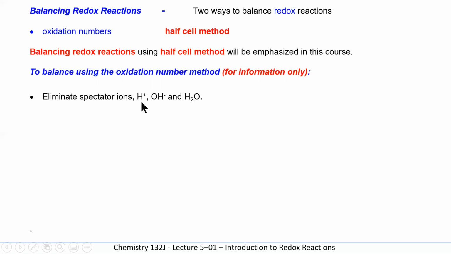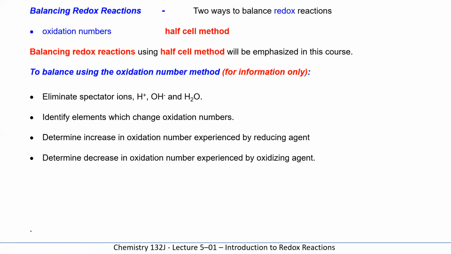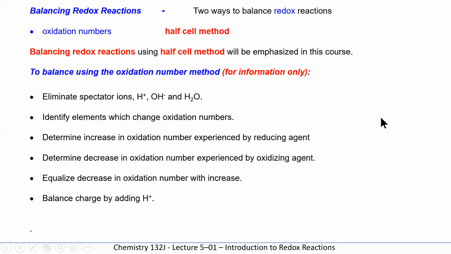So when you're using the oxidation number method, you're going to get rid of the spectator ions in water. You're going to identify the elements that change oxidation states. You're going to identify all the oxidation numbers, particularly for the reducing agent and the oxidizing agent, of course. And you're going to equalize the transfer of electrons.